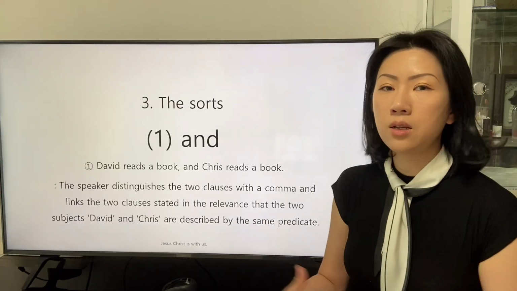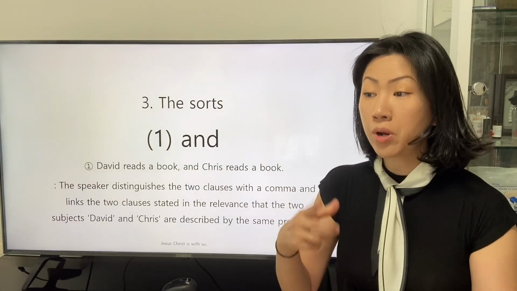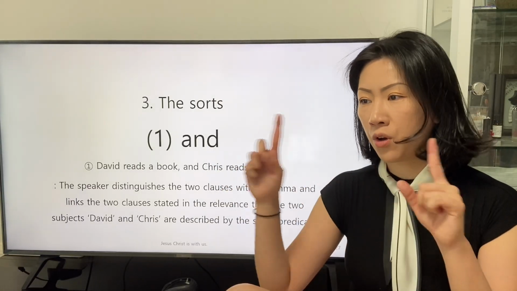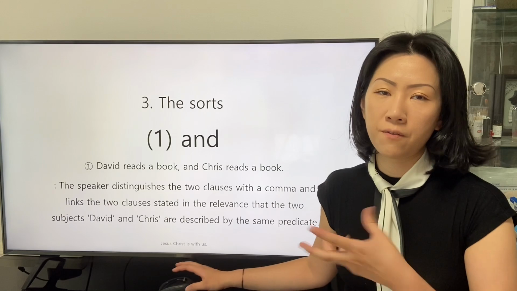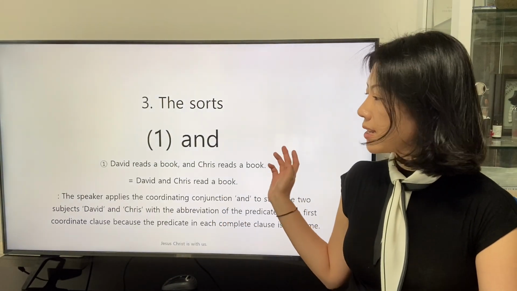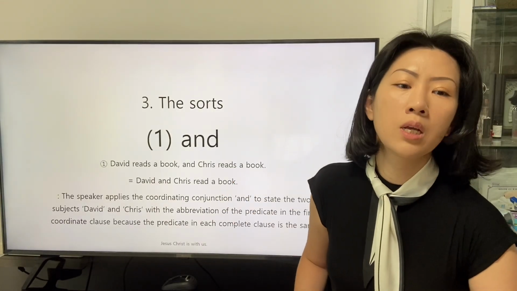The predicate, we can review what a predicate was. A predicate means the entire part of a clause except a subject of the clause. This sentence can be abbreviated into this way. David and Chris read a book.